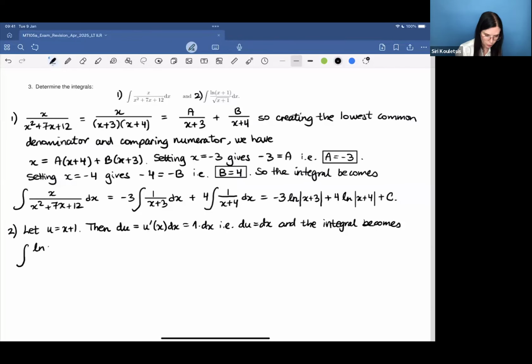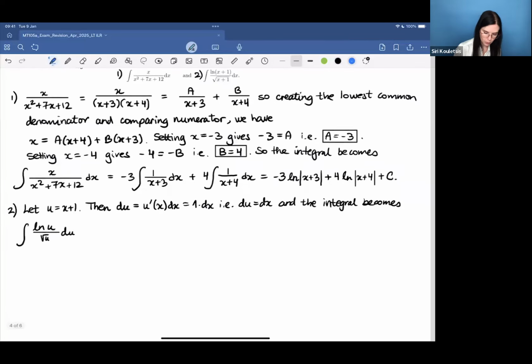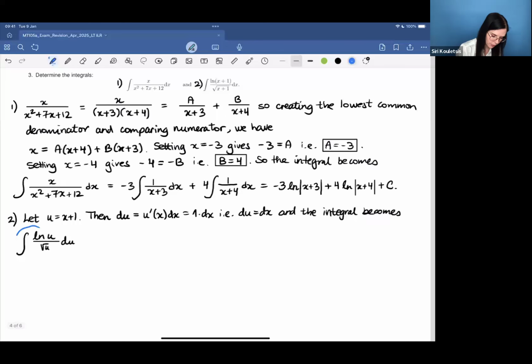So we have ln u over root u du. And I just want to point out here, u is clearly greater than 0. There is no issue with this expression here. Clearly here, x has to be greater than minus 1 for this to be well defined. So that's implicit in the question.